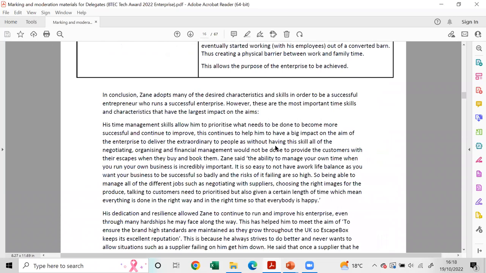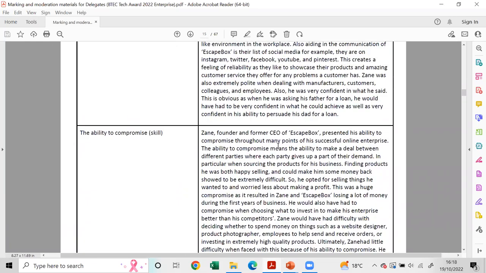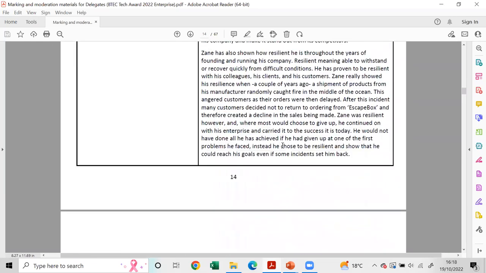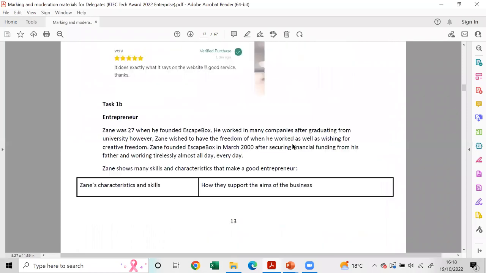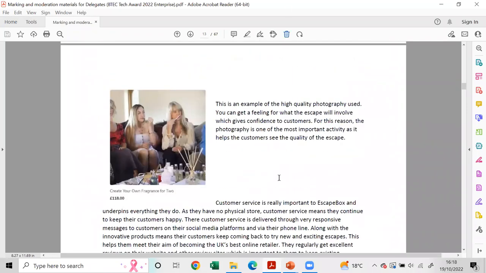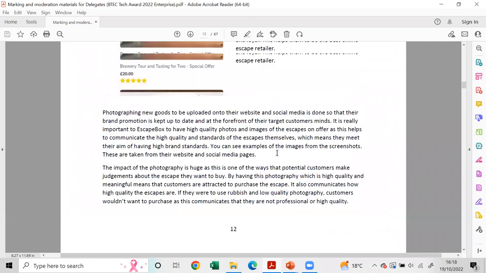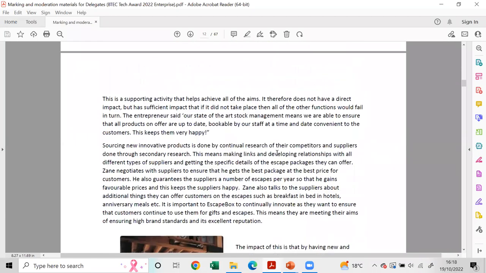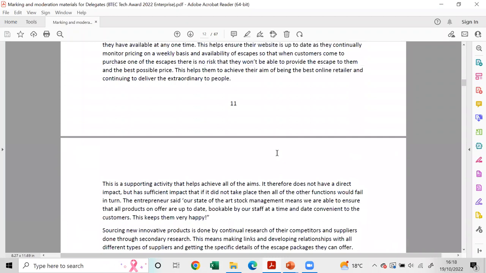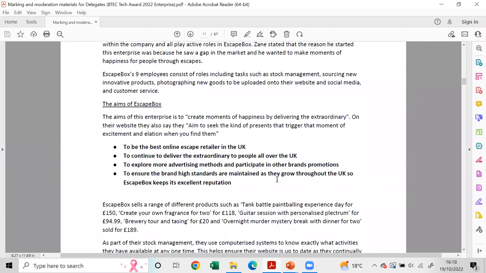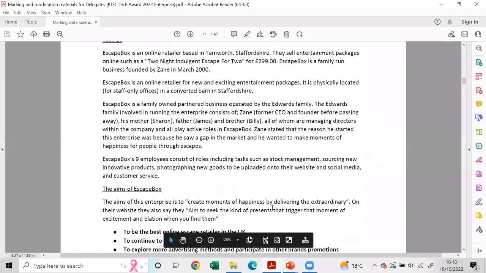Okay, so I am going to hopefully allow you to just read through it on your own. If you need me to scroll down, do let me know, but I'm going to go back to the top right now. And then we'll come back, I would say about 23 past, and see what you would give it. Okay, so out of 12 for task 1A, what would you give it? Out of 12 for task 1B, what would you give it? Okay, and let's see what you think.